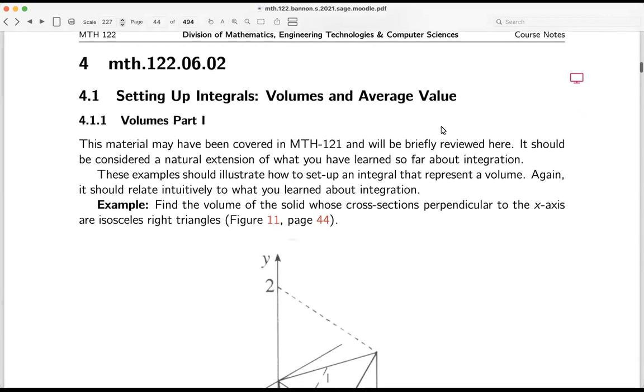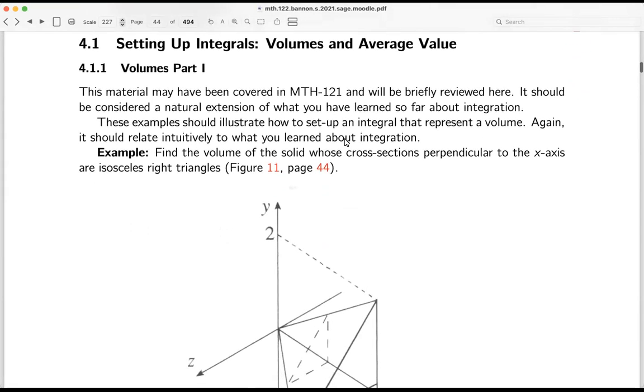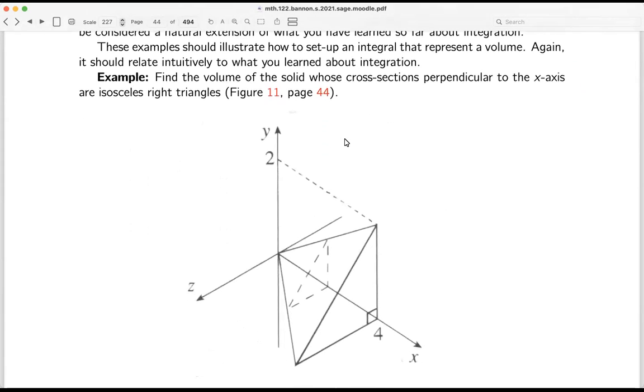Okay, section 4 of the notes, we're covering volumes and average value. This is a lecture portion. I will go through this. I'm not going to read it verbatim to you, but we'll talk about this and how it relates to what you're expected to be able to do in Math 122.